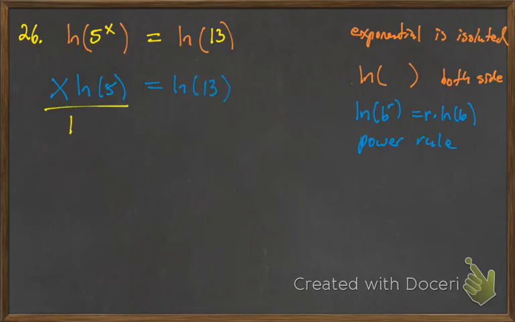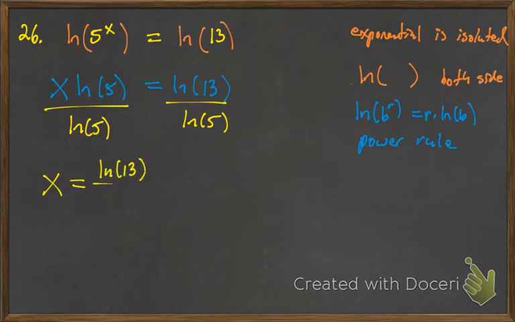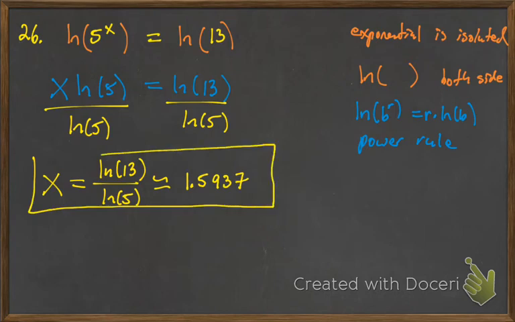And the ln of 5 is a number, so we can go ahead and divide both sides by that. So we are going to have x is equal to the ln of 13 over the ln of 5. And we could put that in our calculator. Then I can get a decimal value for that: 1.5937 is our approximation there. Okay. All right, let's look at another one here.